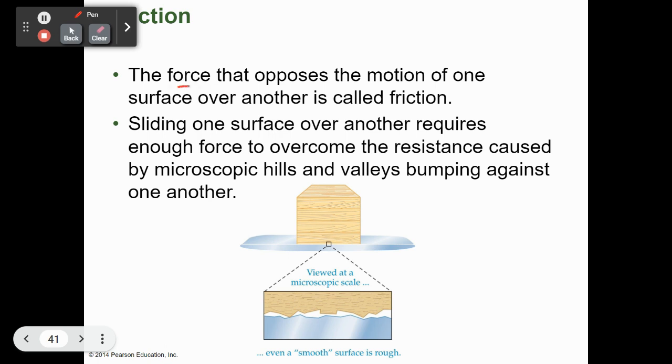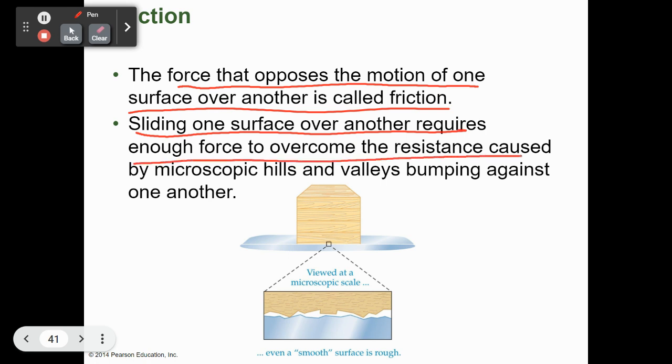Okay. So the force that opposes motion of one surface over another is friction. This only applies to things sliding past each other. Sliding one surface over another requires enough force to overcome the resistance of friction.